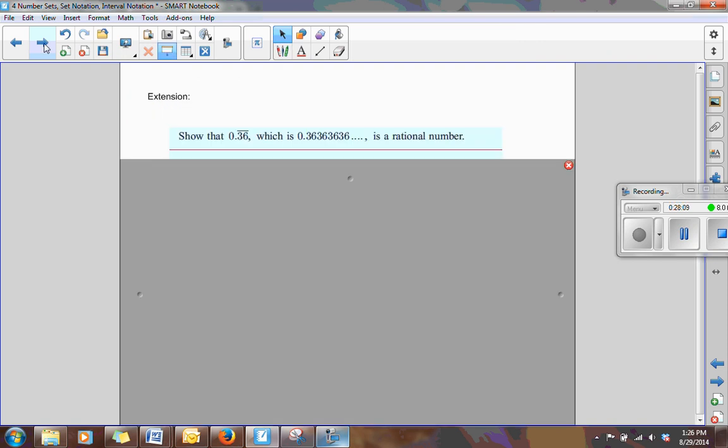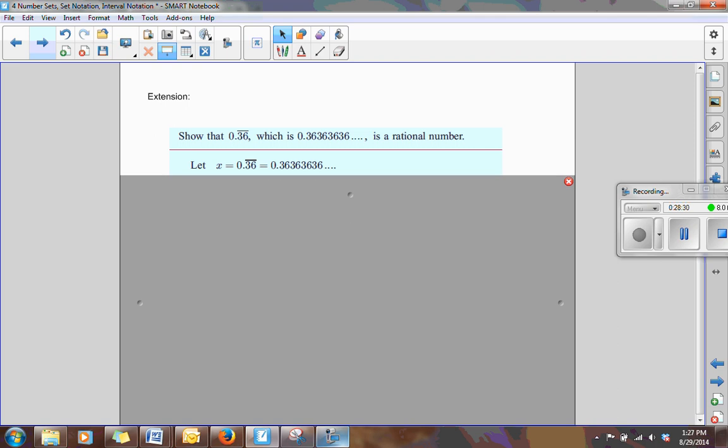Okay, here's our extension. If you're curious, keep listening. If you've had enough, no problem. I'm just going to show, remember I mentioned before that repeating decimals are actually rational numbers. I'm just going to show you why that is. So if we have this repeating number, 0.36, that's 36 repeating after the decimal place. We're going to look at why that's a rational number, or how it is.